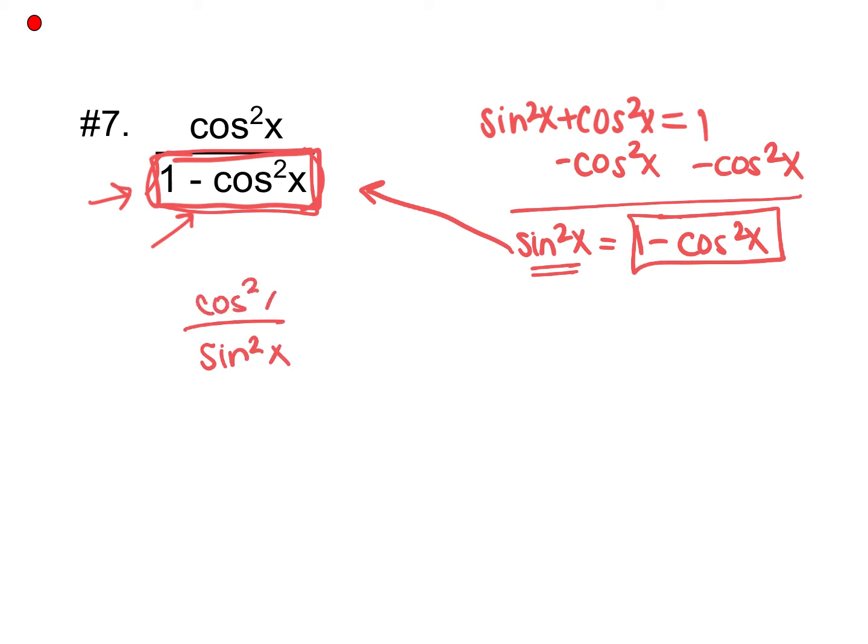The cosine squared is on the top. Cosine over sine, because they're both squared, I can then call this cotangent squared. And that's what you should have for the answer.